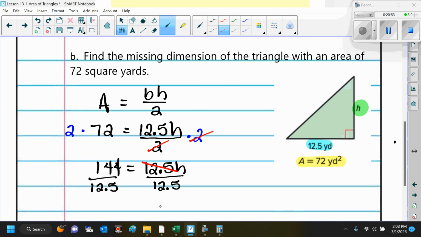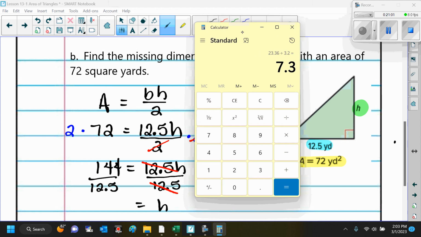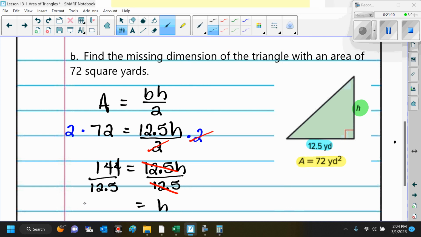So now that 12.5 and that 12.5 will cancel, leaving us with H over here. And then we've got 144 divided by 12.5. That's going to give us 11.52. 11.52. And again, because this is the height, it's just yards, not yards squared. Okay?